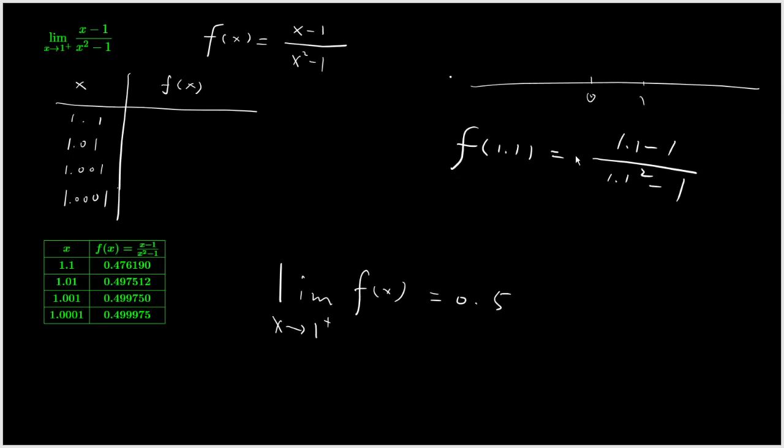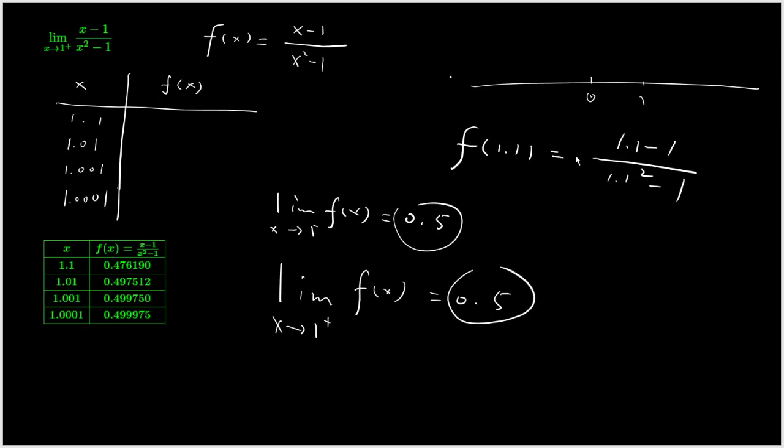In this particular case, because we have seen the limit of the function as x approaches 1 from the right is equal to 0.5. We have also seen the limit of the function as x approaches 1 from the left is also the same number, so 0.5. These two numbers are equal.